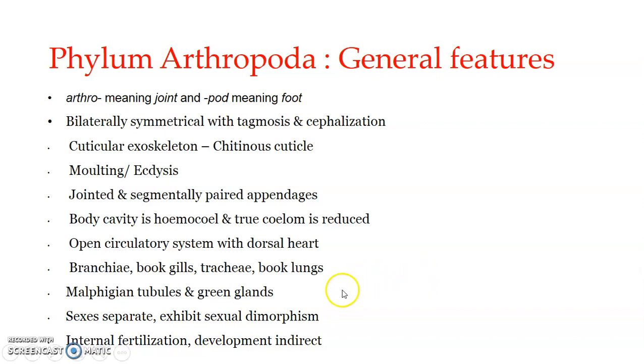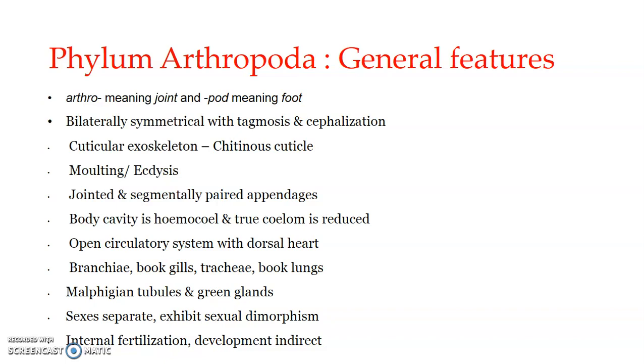Now, the body cavity is hemocoel in the case of Arthropoda, and the true coelom is highly reduced and confined to spaces around the reproductive organs and the excretory organs. The digestive system is complete, with mouth and anus lying at opposite ends of the body, and the mouth parts are adapted for various modes of feeding depending upon the habit and habitat.